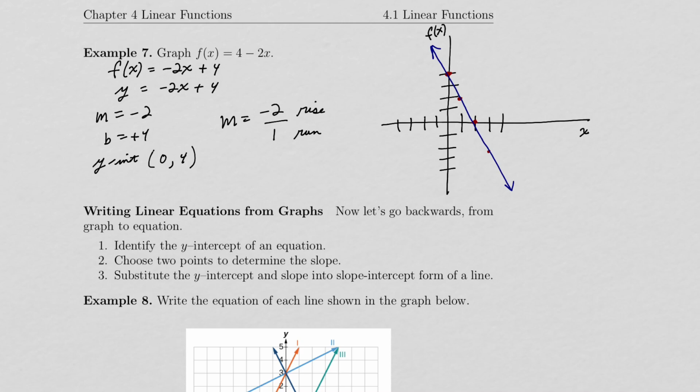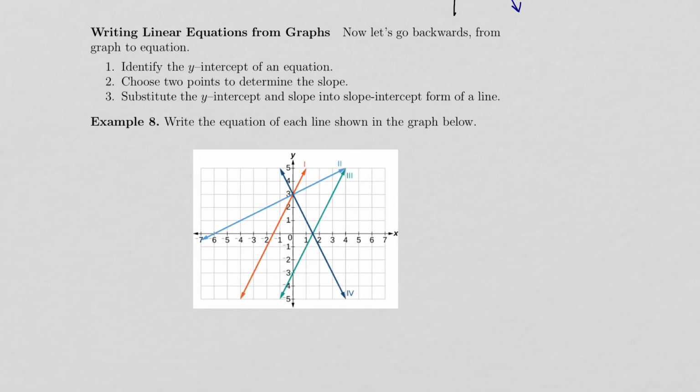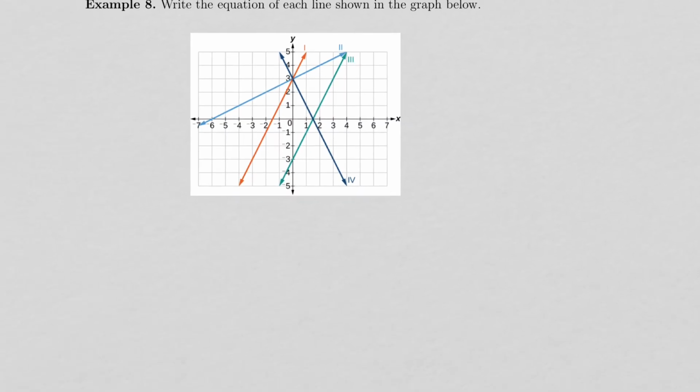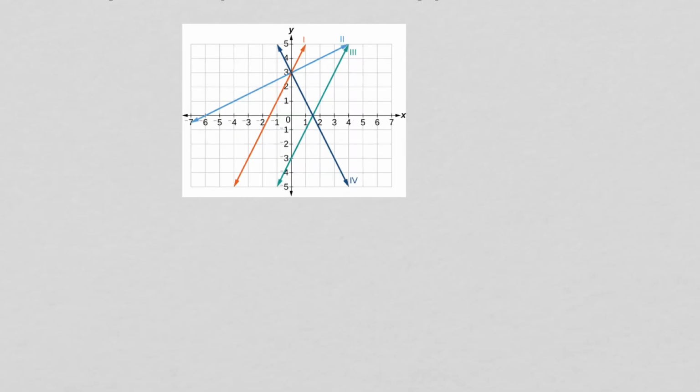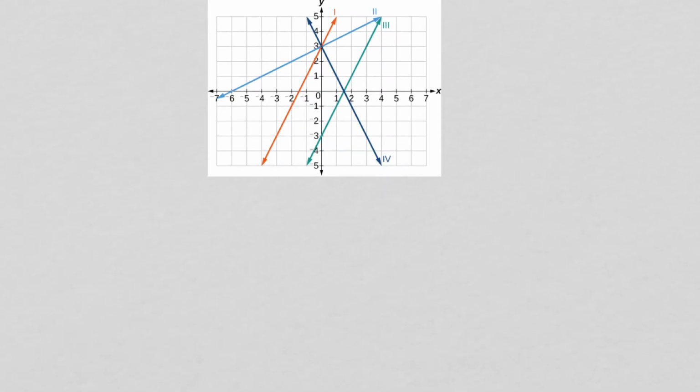So we just drew graphs given the function. Let's write the equation or the function given the graph. So let's go backwards. Basically we just have to interpret the graph. So in this question, I want to write the equation of each line shown in the graph. There's 4 lines, so I want to write 4 equations. Okay, so let's look at each of these carefully. I'll start with 1.